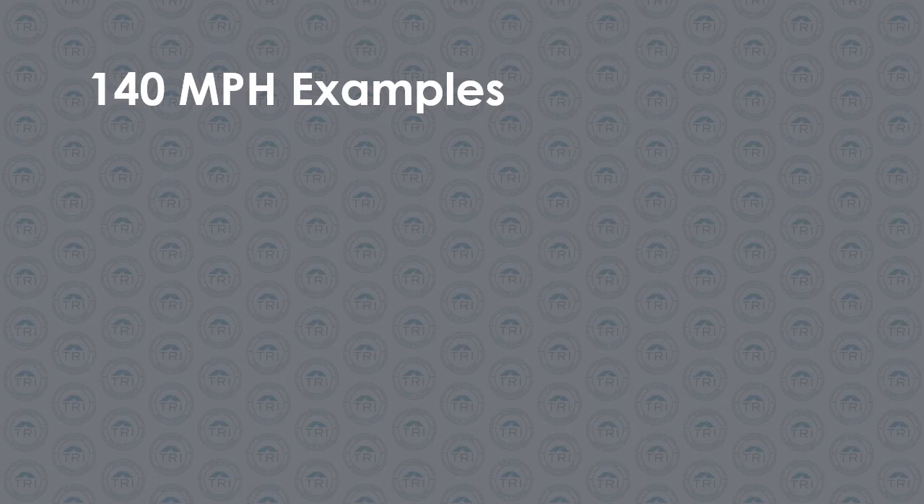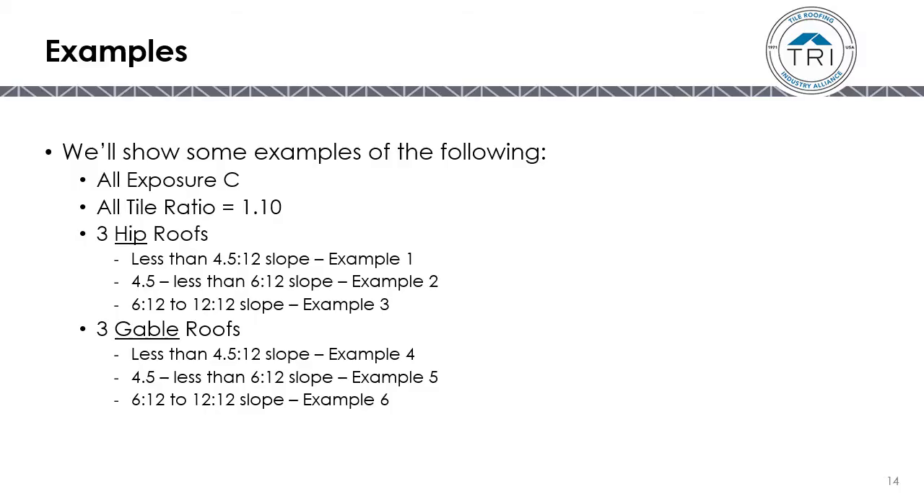Now we'll look at our 6 examples at 140 mile per hour wind zones. For our examples, we'll make sure they're all exposure C, and we're going to use the same tile ratio, which is a high ratio of 1.10. We're going to do 3 hip roofs at the 3 different slopes on the tables, and those are less than 4.5 in 12, 4.5 in 12 to less than 6 in 12, and then 6 in 12 to 12 in 12. And we'll also do the same slopes for the 3 gable roofs we're looking at.